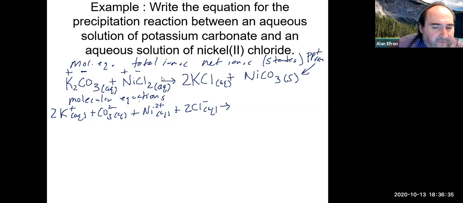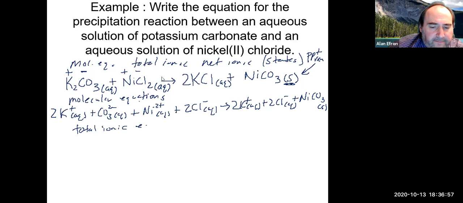The 2 here for our potassium chloride on the other side gets distributed. So we have 2 potassiums and also 2 chlorides. And as we talked about before, our solid will stay together and we will be left with NiCO3. That's a solid. This is our total ionic equation here. Any questions on that one?